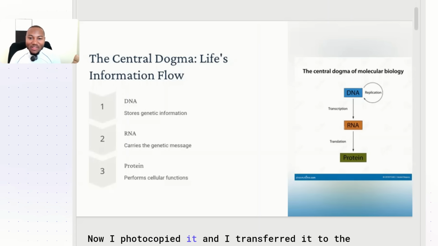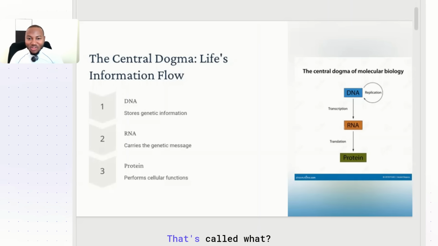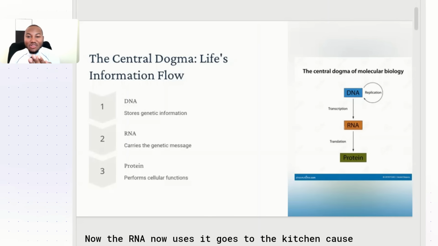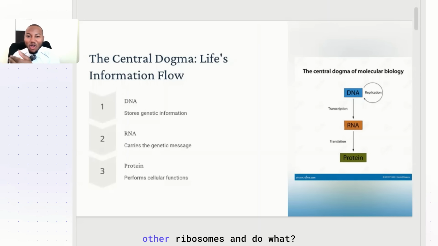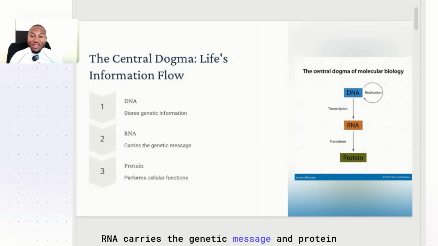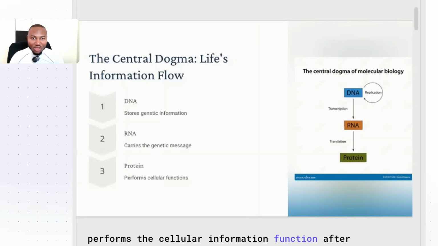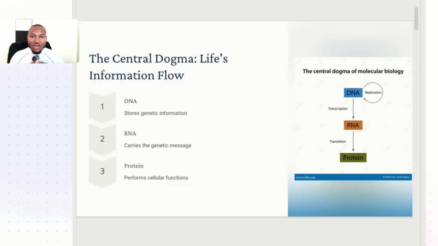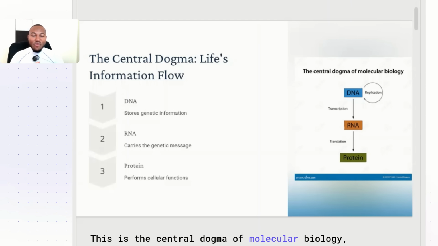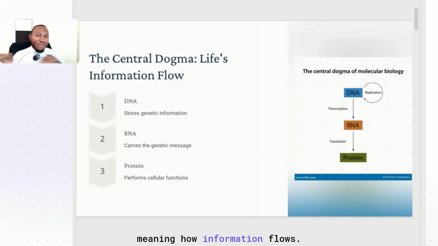Now I photocopied it and I transferred it to the RNA. That's called what? Transcription. Now the RNA uses it, goes to the kitchen, calls other ribosomes, and does what? Uses it to produce the jollof rice. That is what? Protein. It's as simple as that. So DNA stores genetic information, RNA carries the genetic message, and protein performs the cellular function after being produced. This is the central dogma of molecular biology, meaning how information flows. It's as simple as that, from here to here, from here to here.